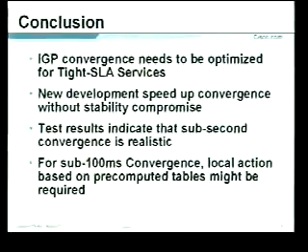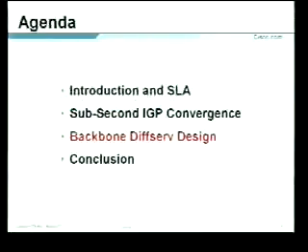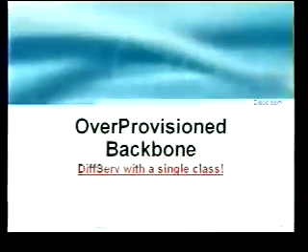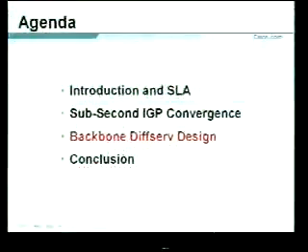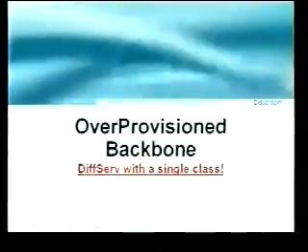So the other part of the talk is on the backbone DiffServ design. So here we're going to look at optimizing the loss, latency, and jitter. The first scheme on how to optimize loss, latency, and jitter is DiffServ with a single class, which is the over-provisioned backbone. So all of you run DiffServ with a single class. Some of you maybe have 2 classes. I know at least one that has 3 classes on the backbone today, which deployed what I'm going to explain.